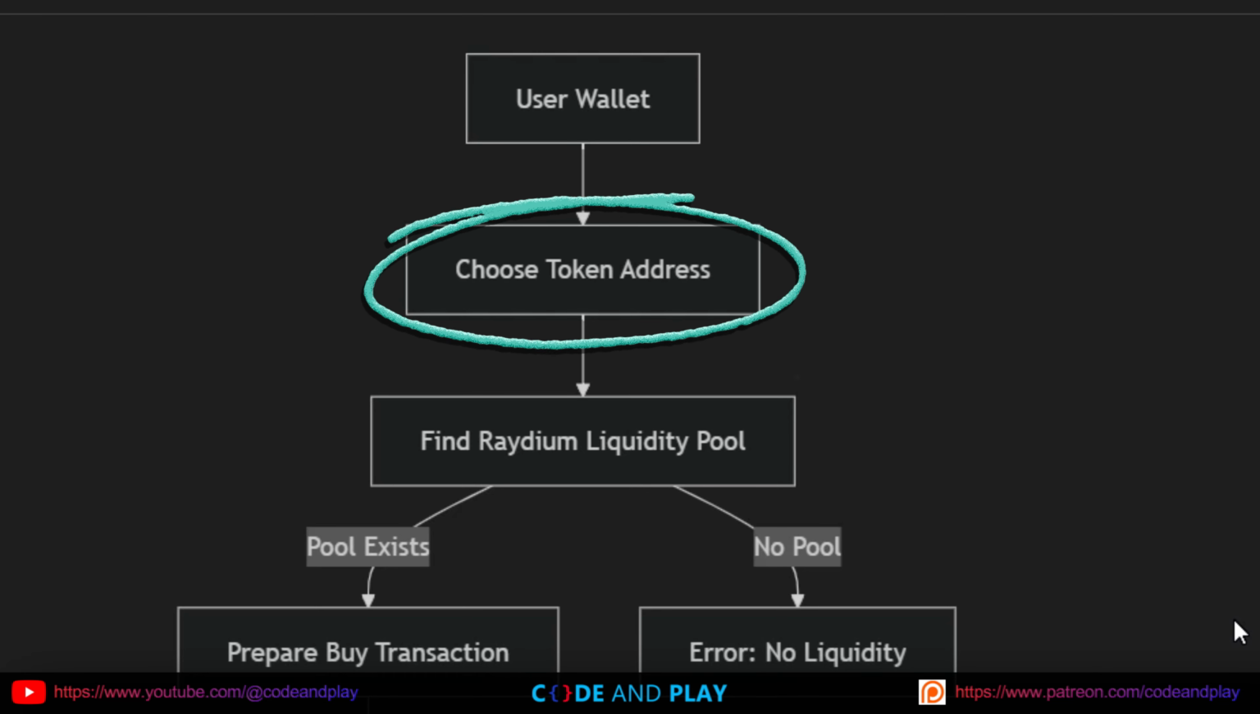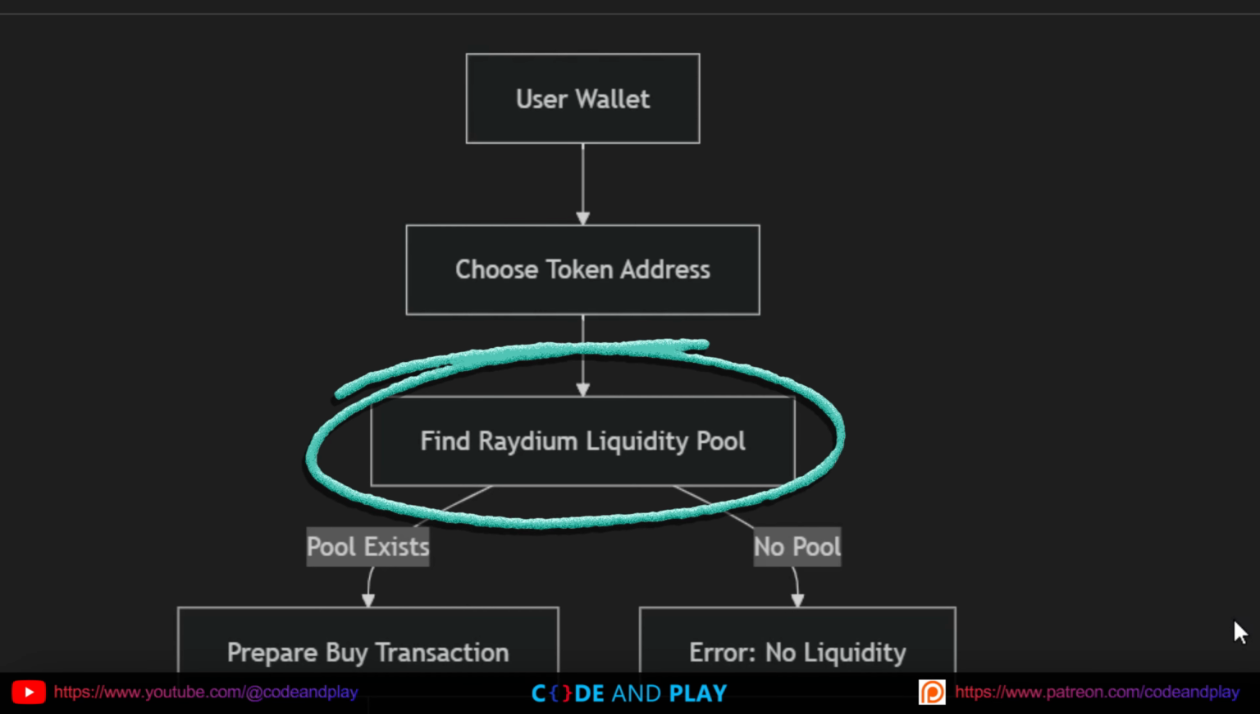Choosing a token address. To trade, you need the token's public key on Solana. You can find this through official token sites, DEX platforms like dexscreener.com, or verified token lists. The address identifies the specific cryptocurrency you want to trade.